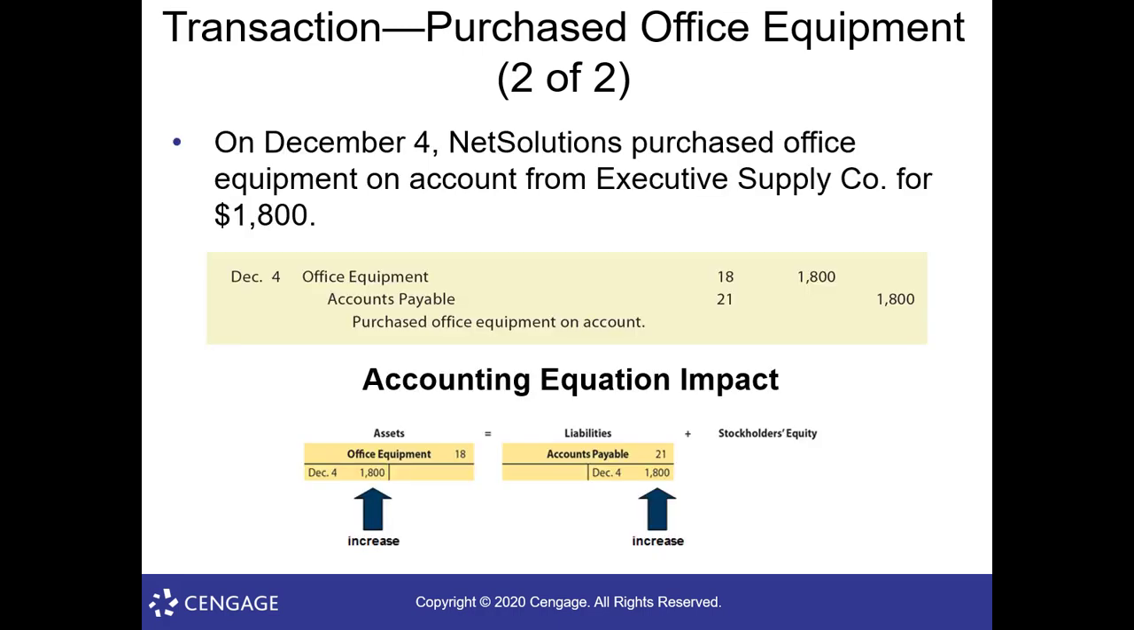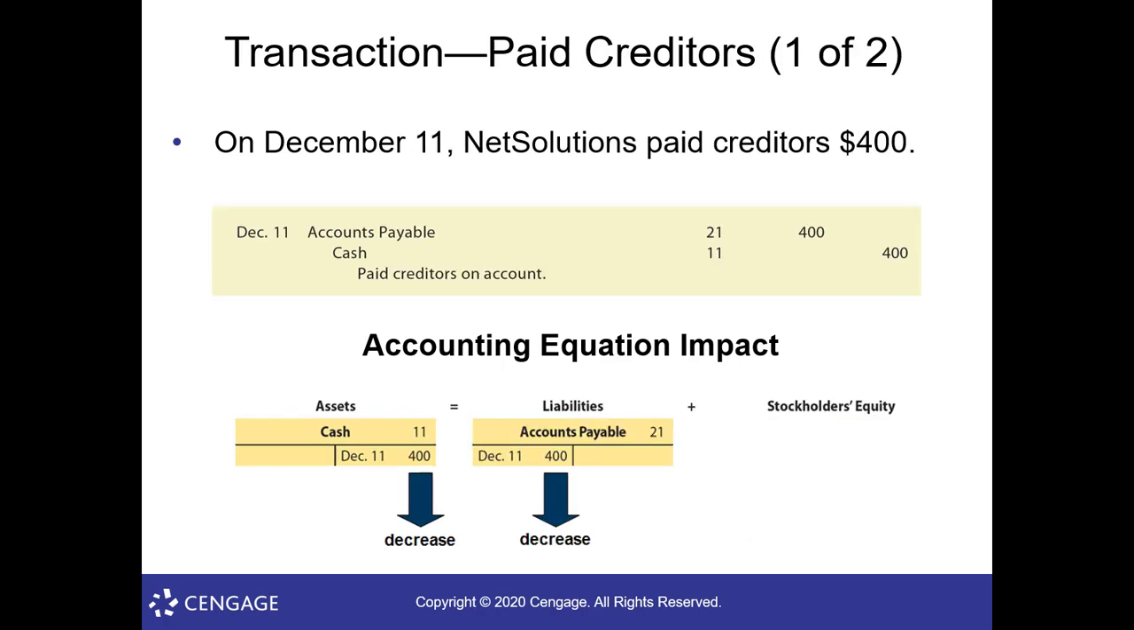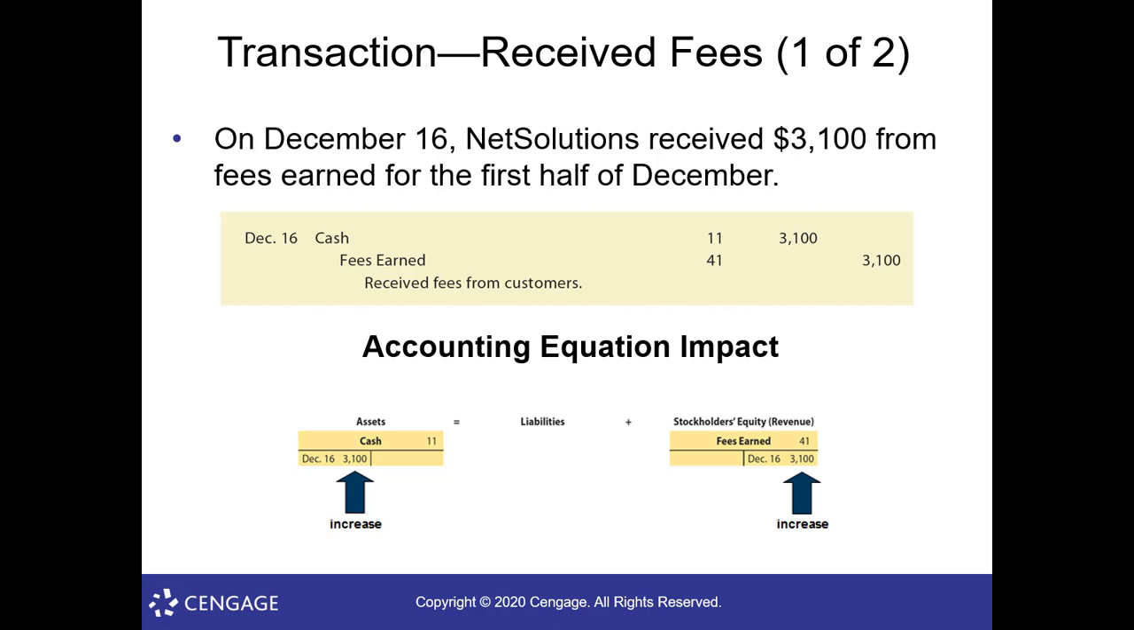Then we buy some office equipment on account. We buy some advertising in a local newspaper, and we don't have an advertising expense, so we take all of that to miscellaneous. Paid our wages once again. We pay creditors, and then we pay our receptionist and a part-time assistant for 2 weeks worth of work. Then we receive some additional revenue in the form of a cash receipt from our customers.